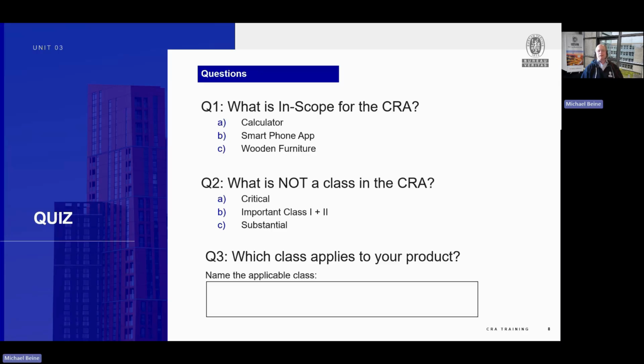Yeah, I see a lot of C's, and that is correct. Substantial is a category in the Cybersecurity Act, but is not relevant in the Cyber Resilience Act. The classification is critical, important class 1, and important class 2. And then think about your products, about the question, which class or which category applies to your product? That is one of the first questions that you need to define on the compliance roadmap, to do this classification. And as Bureau Veritas, we help our customers to understand this and identify the right classification if there is a need of further explanation and further details.